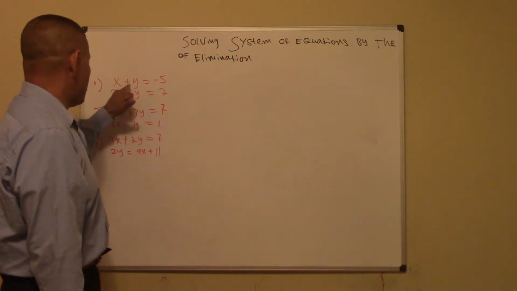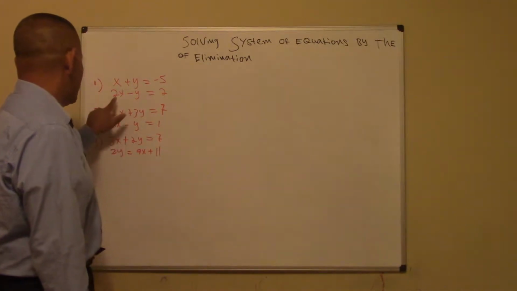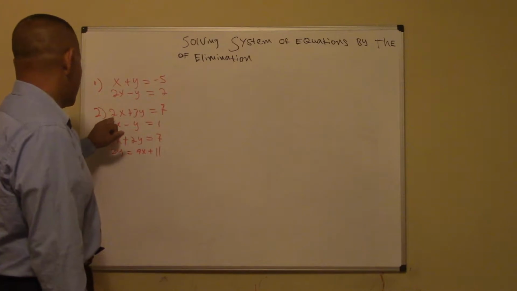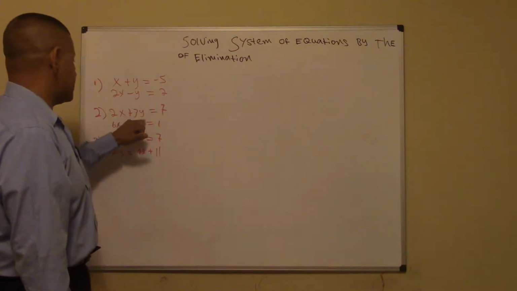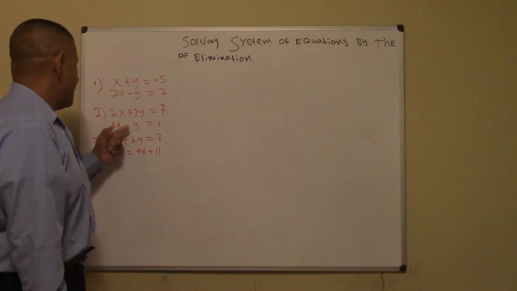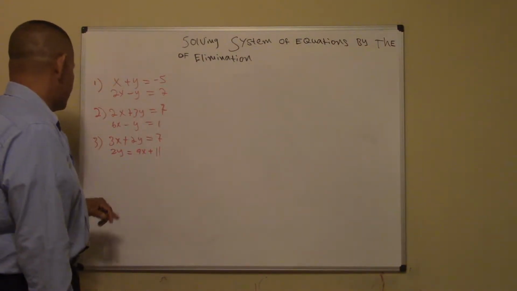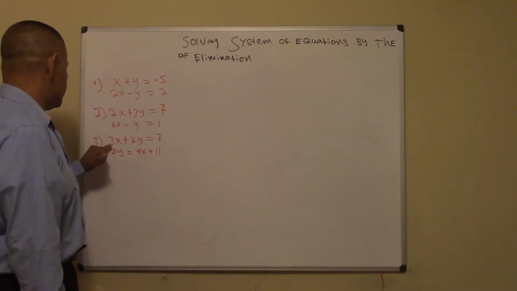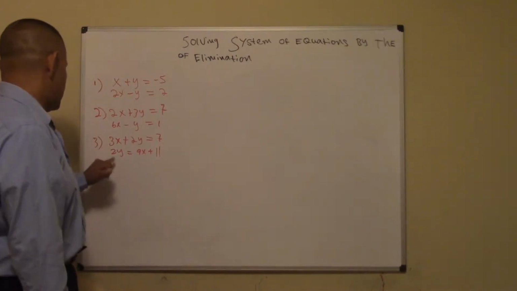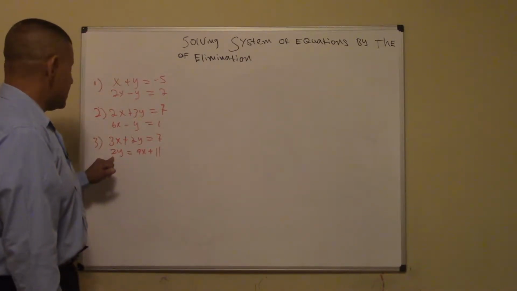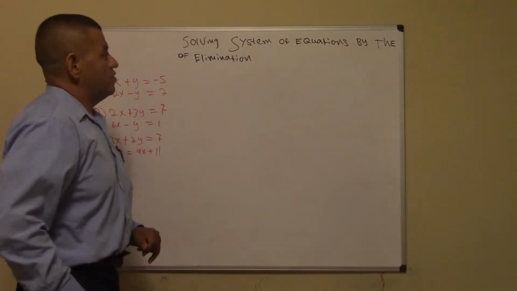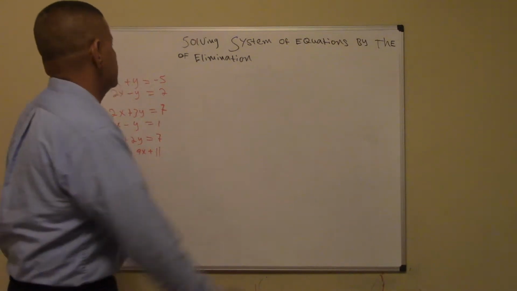We have x plus y equal -5. We got 2x minus y is equal to 2. We got 2x plus 3y is equal to 7. We got 6x minus y is equal to 1. Then we have 3x plus 2y is equal to 7. Then we have 2y is equal to 9x plus 11. So I am going to erase this because I need this space.